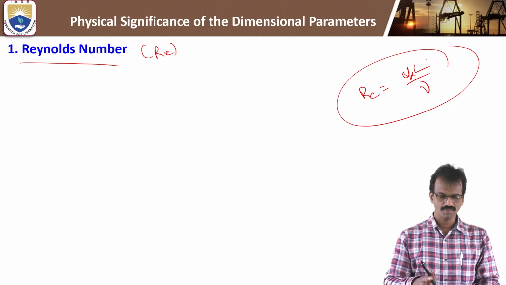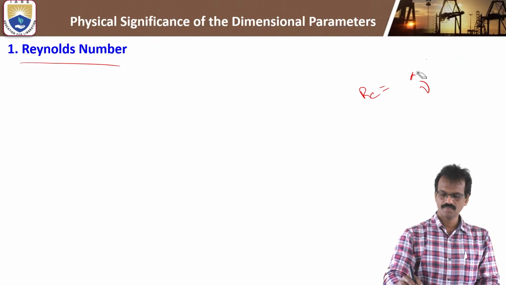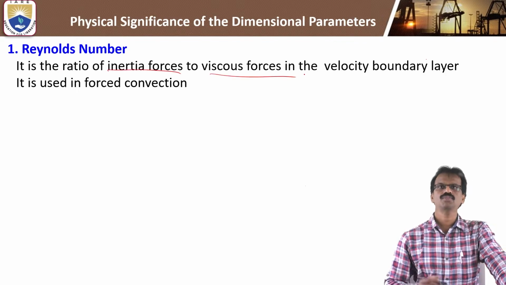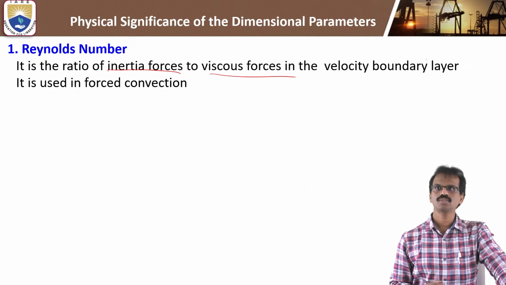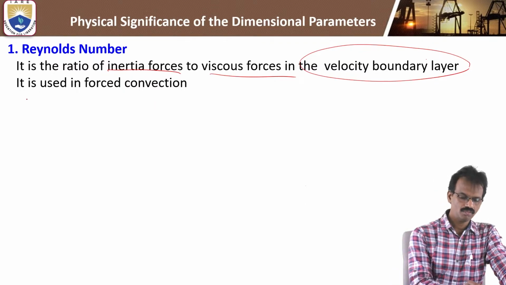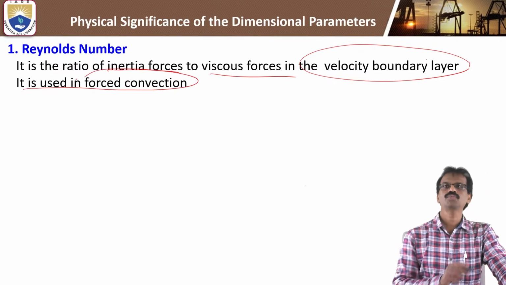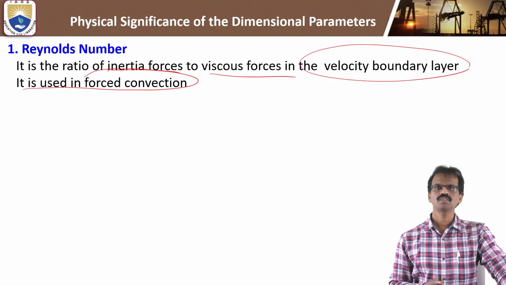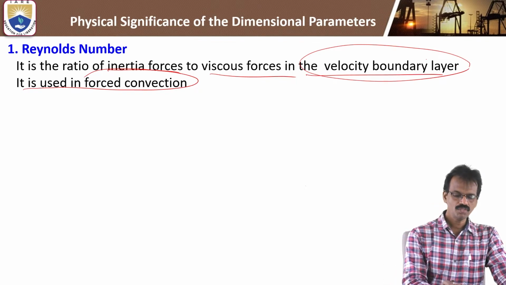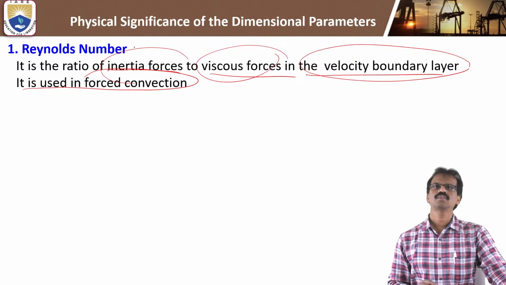We'll see what the Reynolds number is. First of all, what is the significance of the Reynolds number? You know that this is the ratio of inertia forces to viscous forces. In the velocity boundary layer, it is used only in forced convection, because in forced convection the fluid has significant velocity values. So in that velocity boundary layer, the ratio of inertia forces to viscous forces is called the Reynolds number.